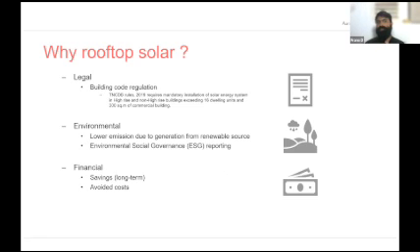The second motivation would be the environmental concerns, that is, by installation of rooftop solar and generation from renewable sources, we could contribute to lower emissions from generation of electricity. And also, some companies or some developers have the necessity to do environmental social governance reporting, which could also help them in doing the ESG reporting. In case of financial returns, we do project potential savings, that is long-term savings, and also the avoided cost that is received with the installation of the solar system.